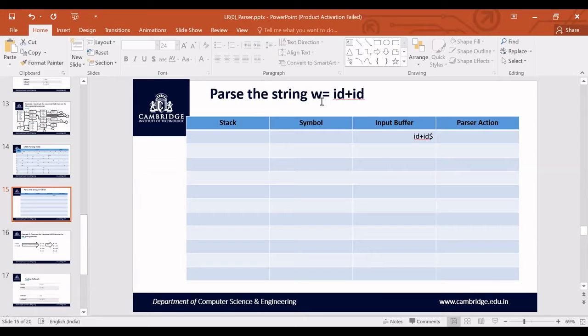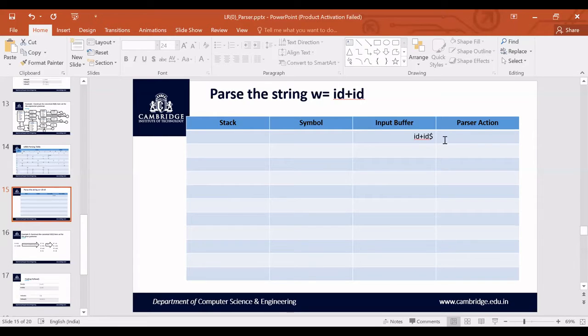So the given input string, I have taken a very simple example. If you refer to your textbook, you have one more example, which is id plus id into id. In the beginning, we'll make it simple, and hence I've taken a very small example which has only three terminal symbols in the given input string. Okay, so you have to write down the table.